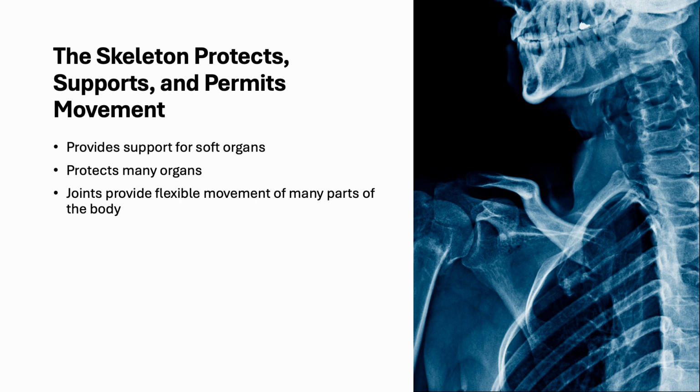The skeleton also makes movement possible by serving as the framework for muscle attachment. Joints allow bones to articulate, giving the body flexibility and a wide range of motion. This integration of bone, muscle, and joints creates a coordinated system that enables walking, running, lifting, and countless other activities.